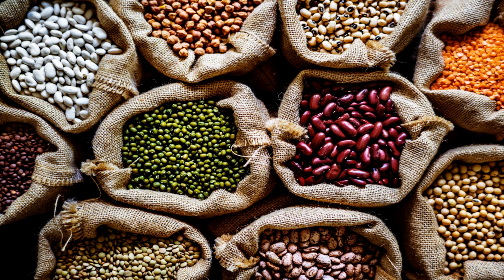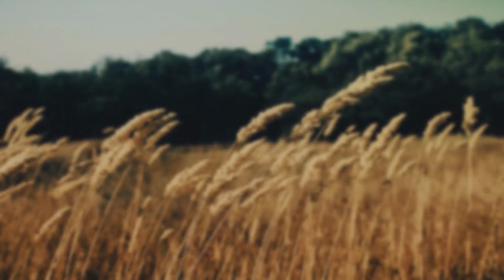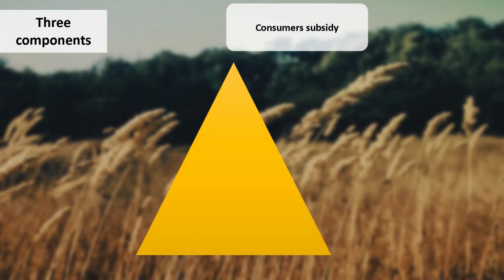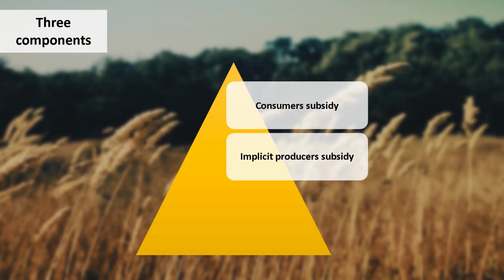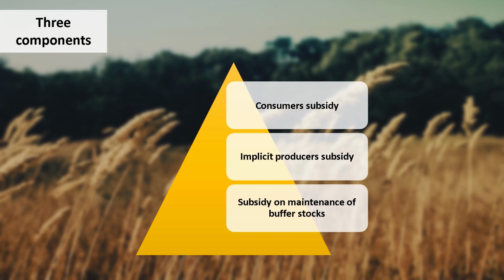So, the food security program includes three components. One is the consumer subsidy, through keeping the issue price lower than the market prices. Then there are implicit producer subsidies. Then there is a subsidy on maintenance of the buffer stock.